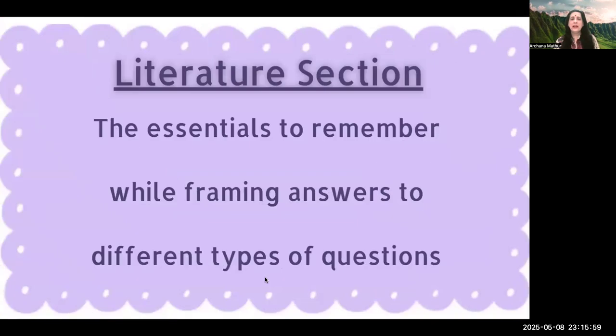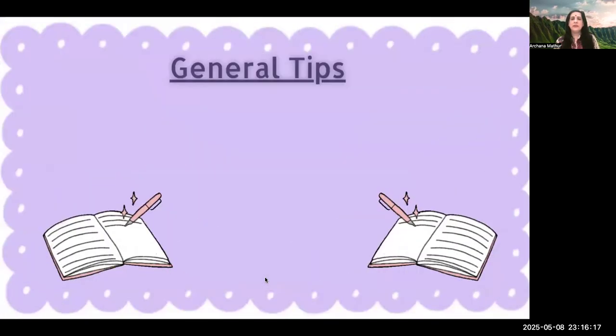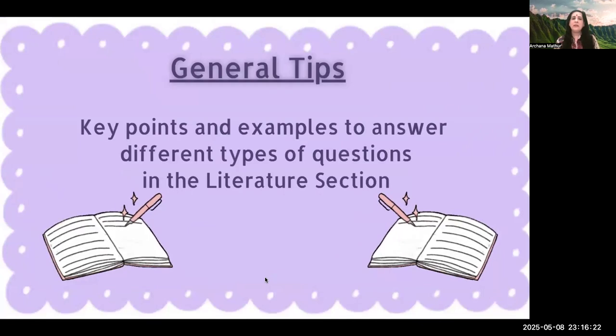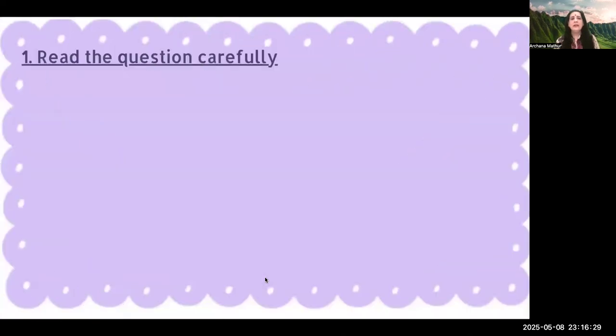Okay, so what do we have in store for today? It's the literature section that we're going to discuss, the essentials to remember while framing answers to different types of questions in this section. And I'm going to discuss both the CBSE paper and the ICSE paper. Firstly, let's discuss the general tips. The key points and examples to answer different kinds of questions in the literature section is something that I'm going to discuss today. Now, the first point is read the question carefully.